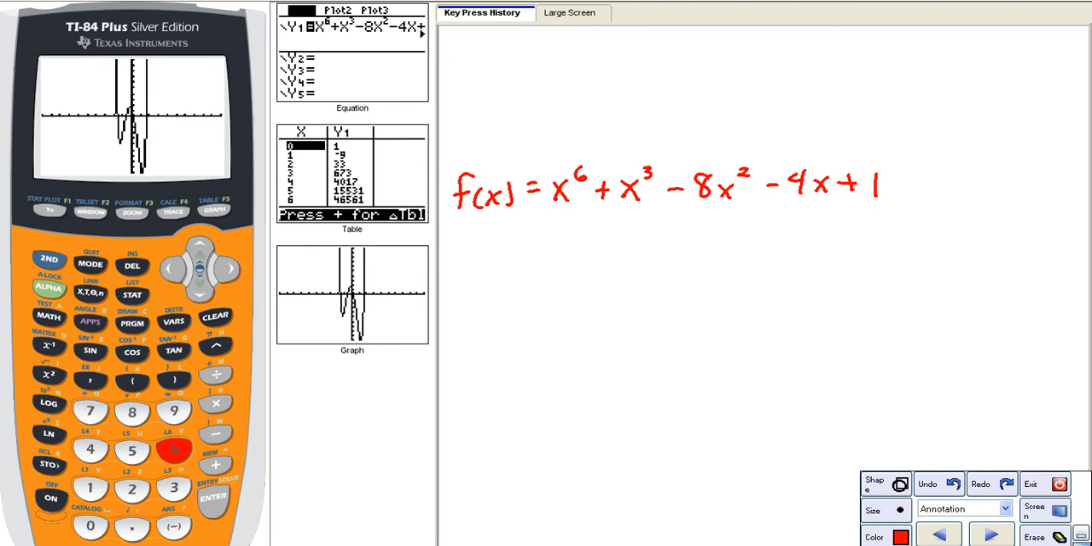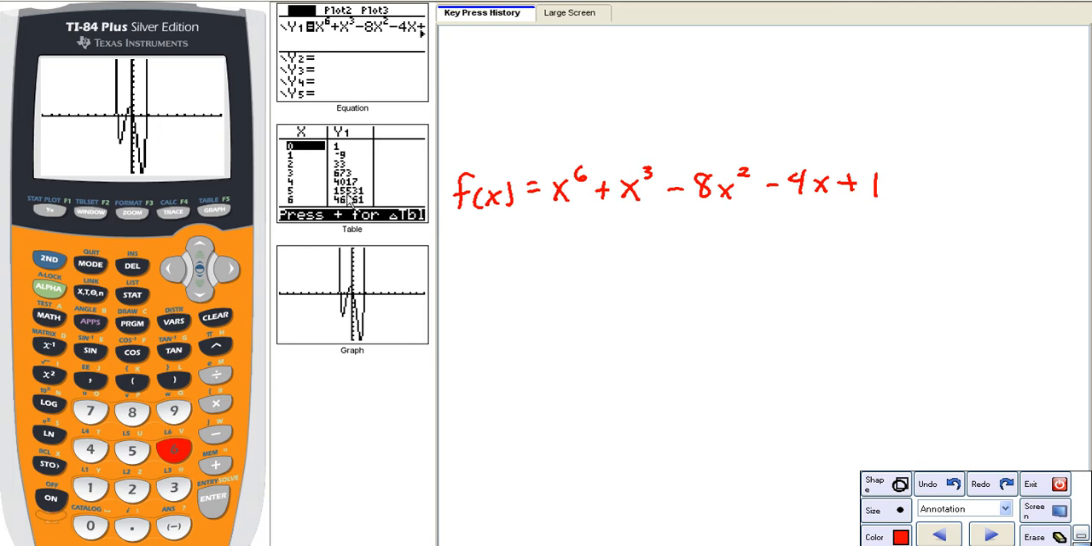Okay, we found out in part 1 how the bounds test actually works. And now we're going to do an example where we see where the bounds test can be useful. Here I have a function f of x equals x to the 6th plus x cubed minus 8x squared minus 4x plus 1. And now we know that this is a 6th degree polynomial, so we have the potential of having 6 distinct x-intercepts or zeros.